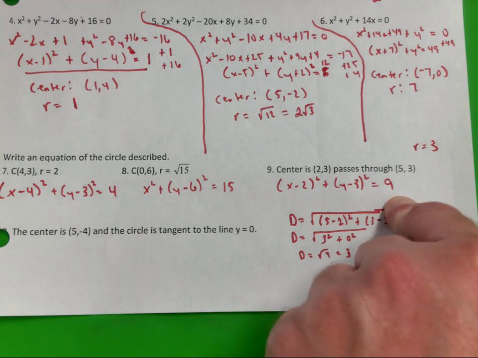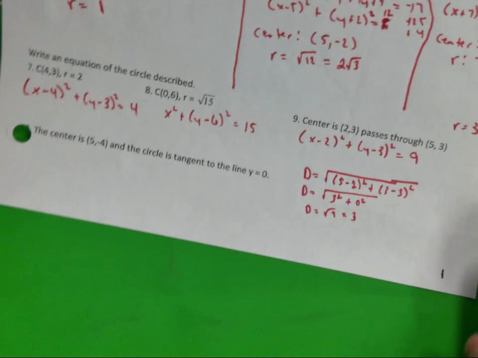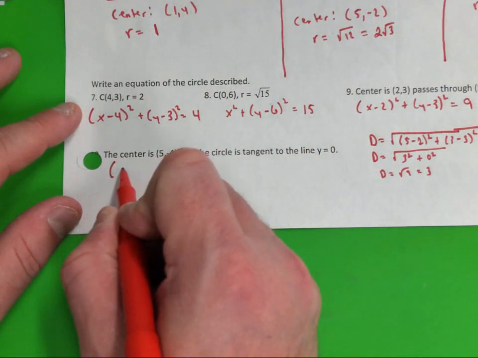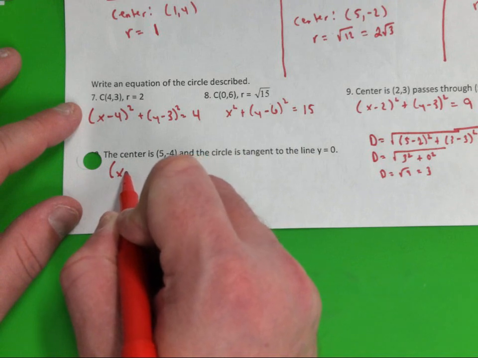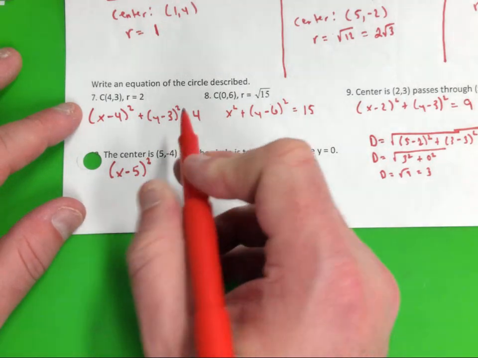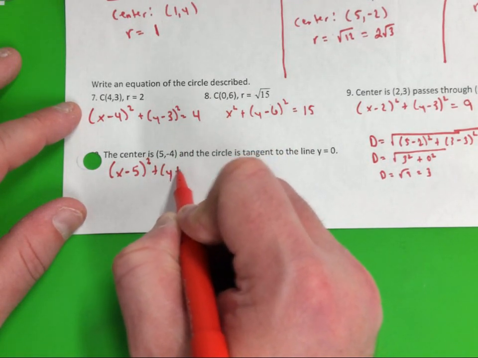Bear with me. I have one more, Matthew. Stay here. Number 10, the center is 5, negative 4. That's easy. X, do I put plus 5 or minus 5? And then I have to put what right here? A square. If you don't put a square, it's wrong. Plus y plus 4, squared, plus 4.